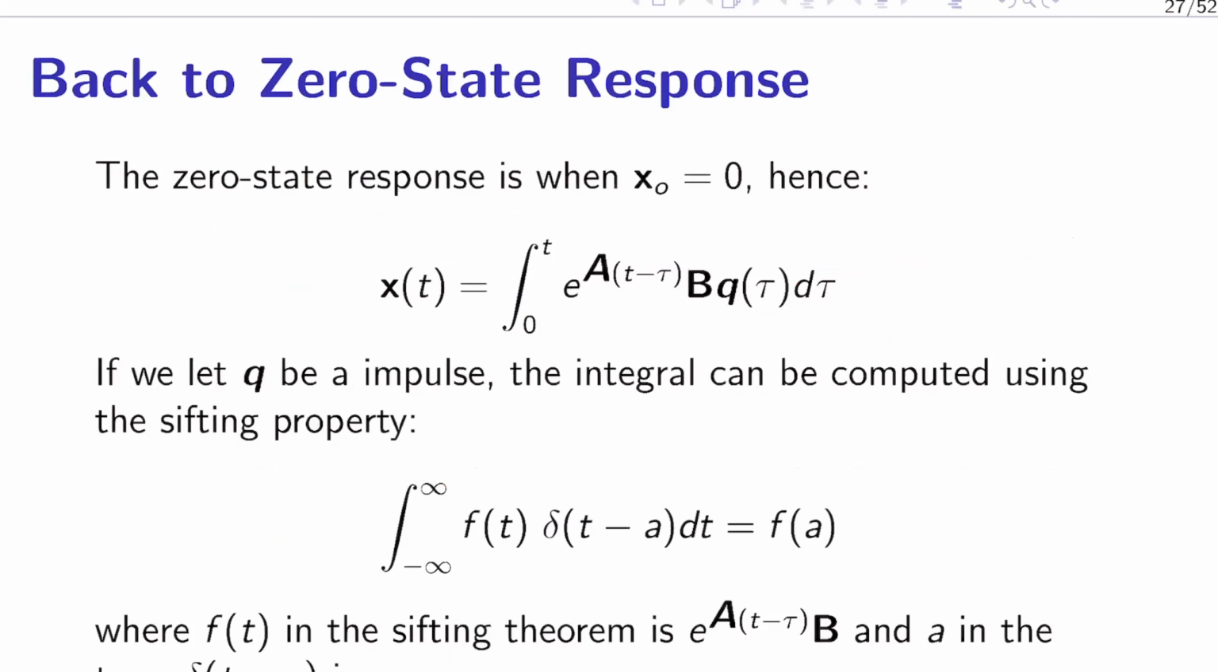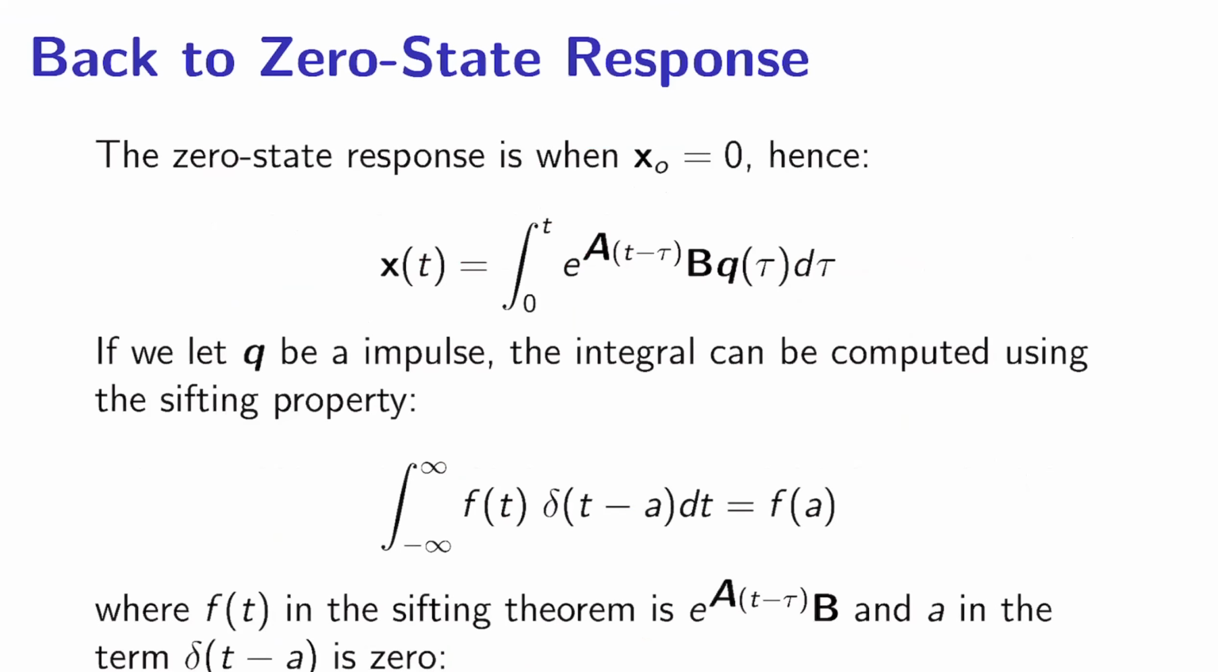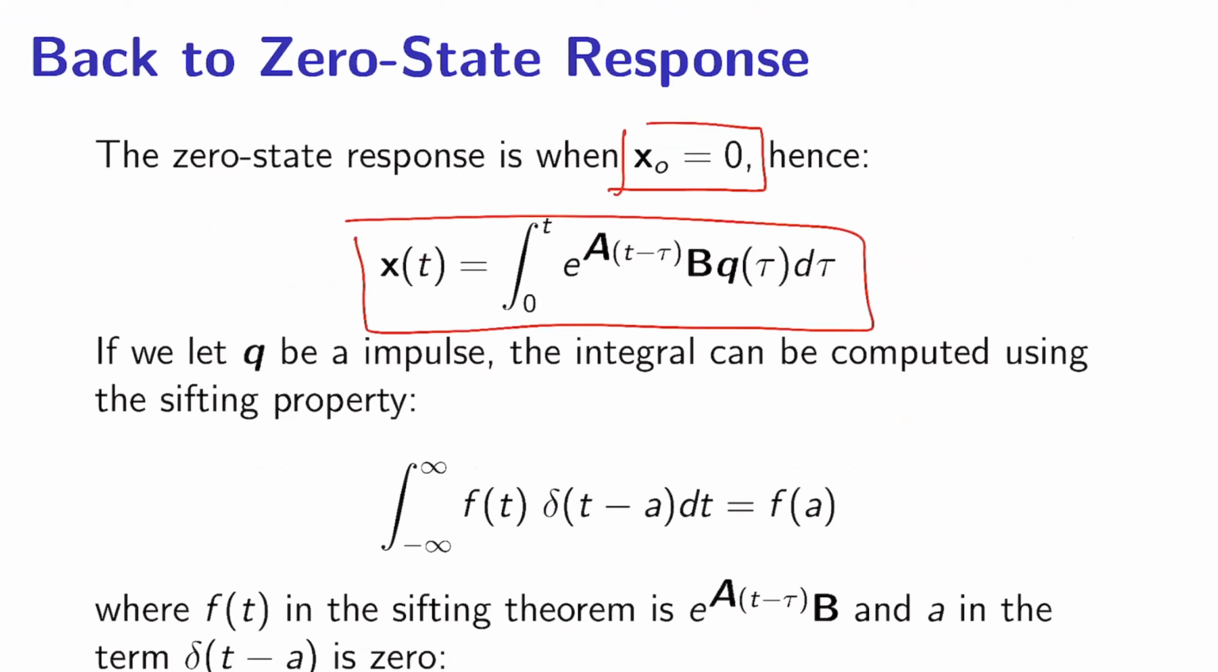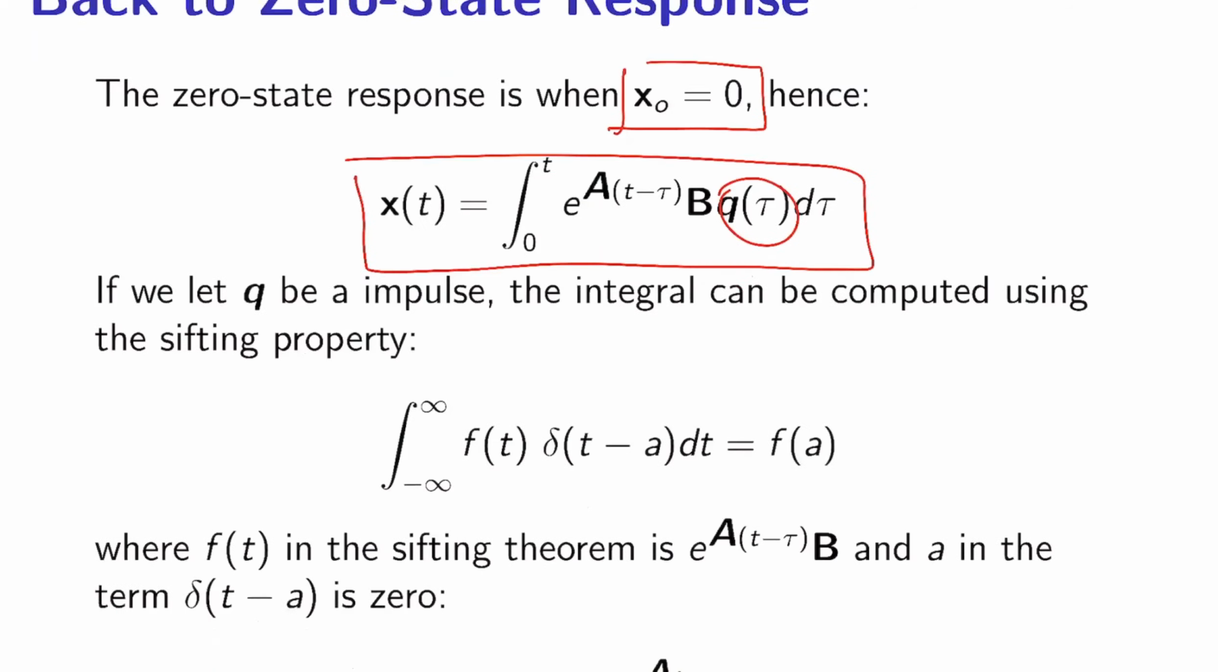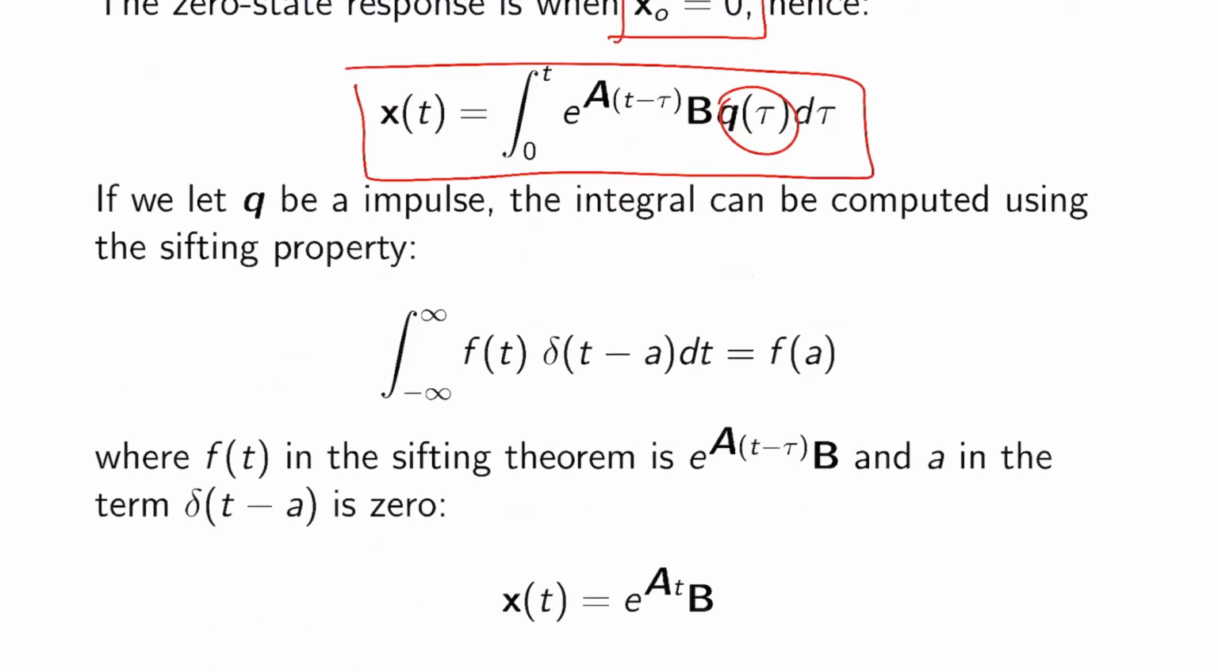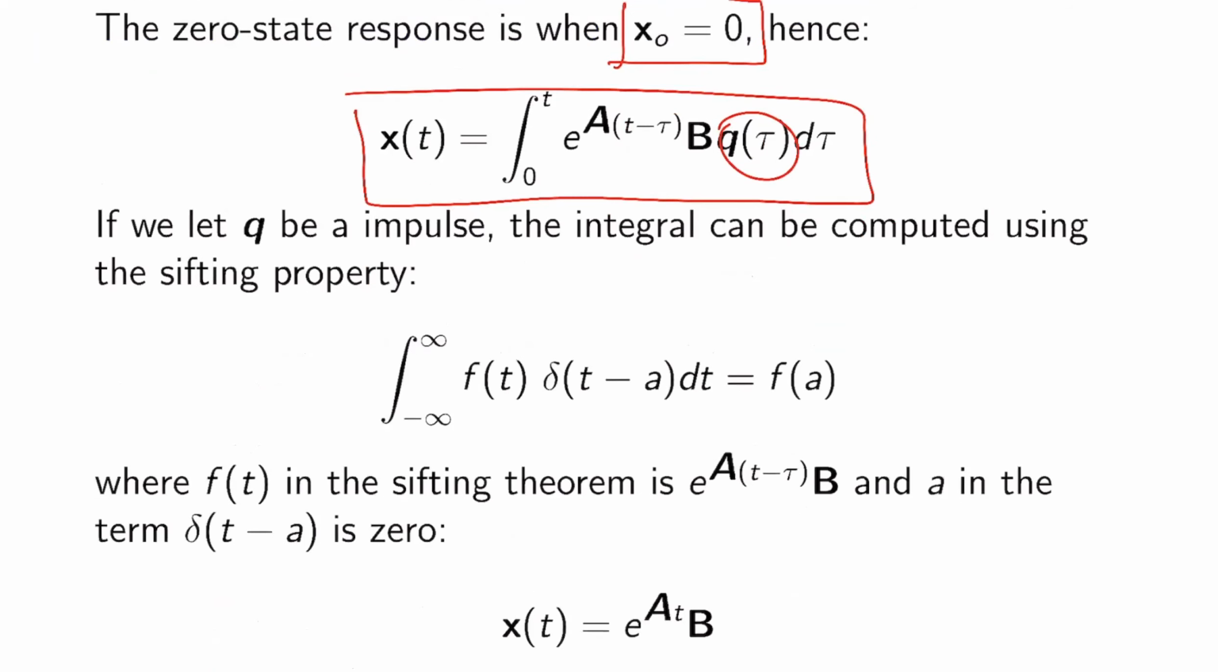All right. So let's get back to the 0 state response. Now that was the full response. Let's get back to the 0 state response when the x of 0 is 0. So I'm just left with this. So that's the time response if I were to change the input without changing the state variables. If q of t is an impulse, it turns out it's quite straightforward to reduce this.